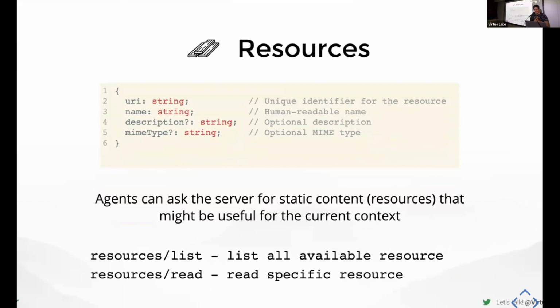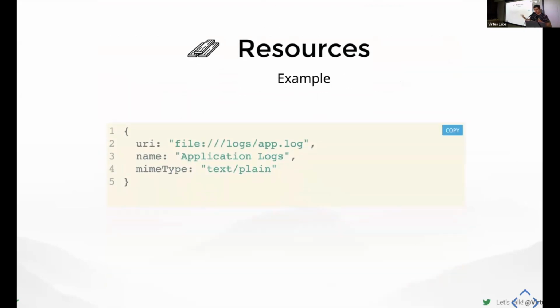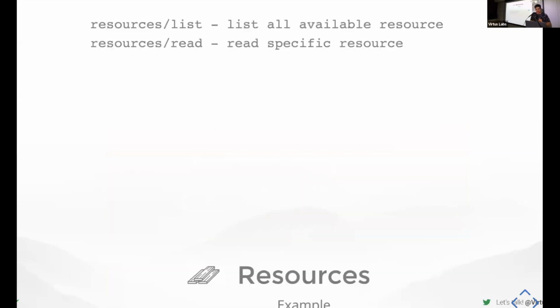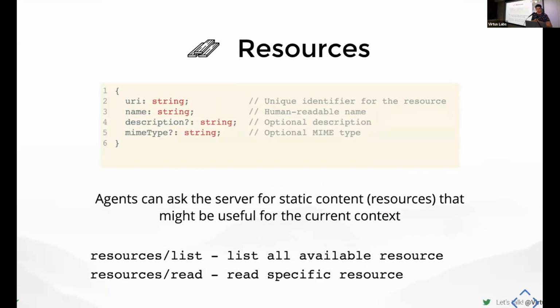Resources are anything that's any static context, anything like that. It can be, for example, some logs. So if you want to have a static link to logs to get the information for your agent, then you can query that. You can have MCP show that as a resource for the agent to query. And it needs to adhere to this resources JSON schema.